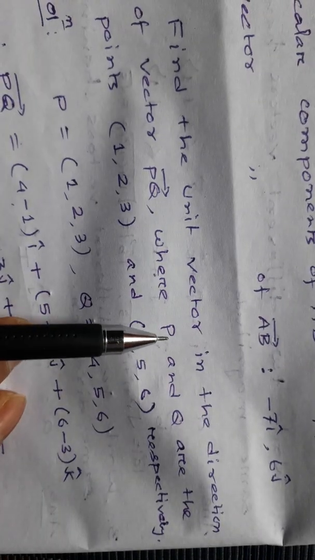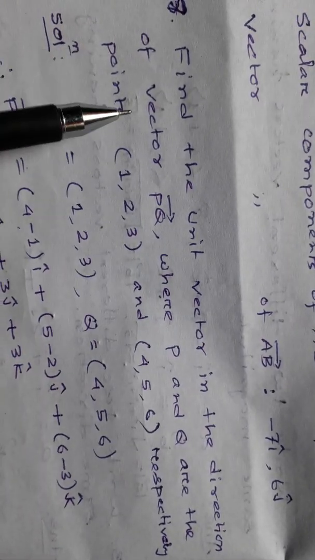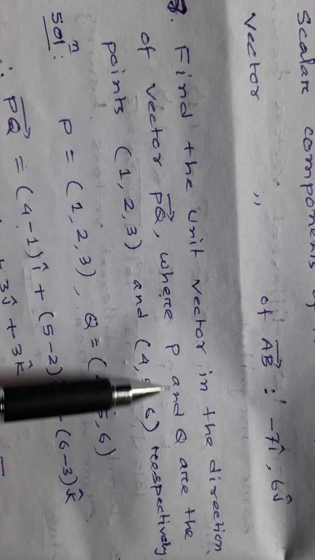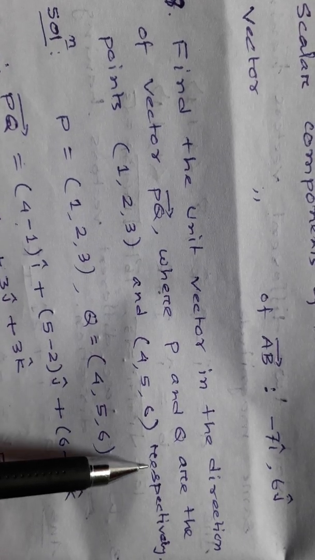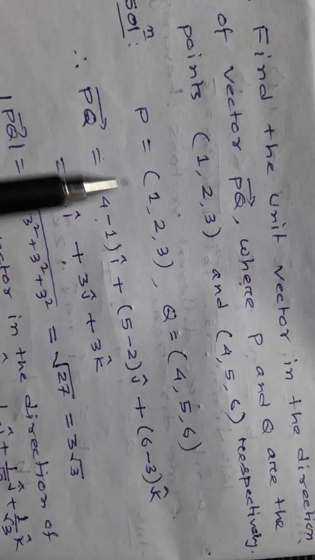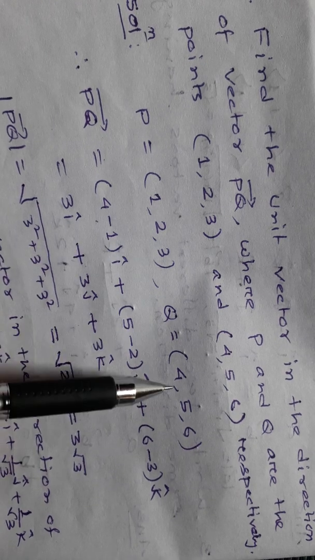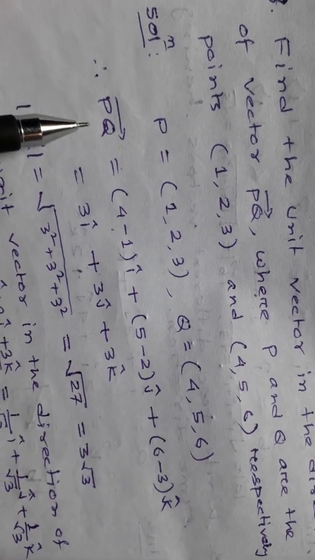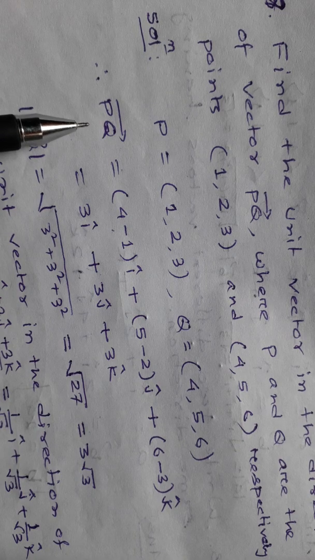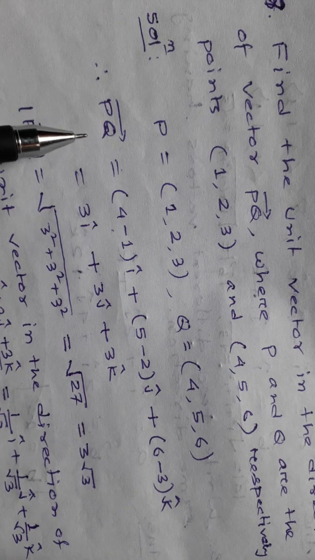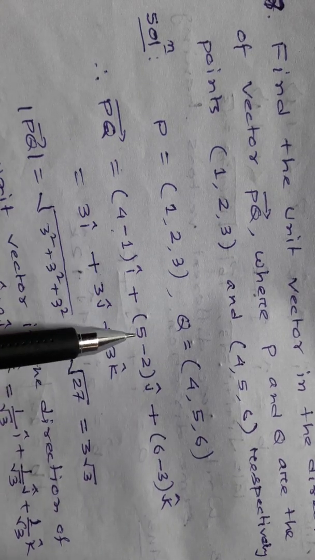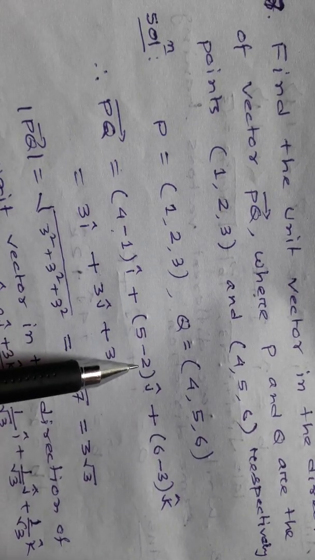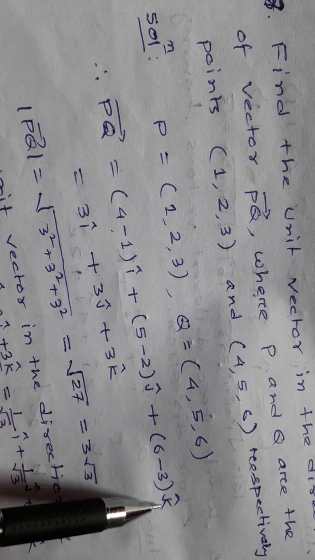Find the unit vector in the direction. Question number 8. Find the unit vector in the direction of vector PQ, where P and Q are the points (1, 2, 3) and (4, 5, 6) respectively. Given P (1, 2, 3) and Q (4, 5, 6). So first you find the vector PQ. Use the vector joining 2 points formula: (x2 minus x1) i plus (y2 minus y1) j plus (z2 minus z1) k.